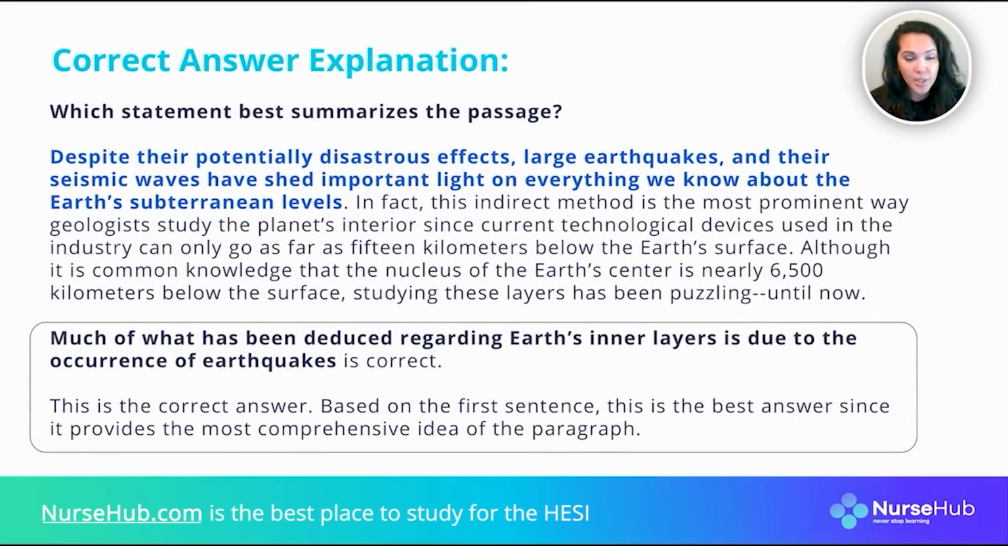Okay, so much of what has been deduced regarding Earth's inner layers is due to the occurrence of earthquakes is correct. So this is correct based on that first sentence that's highlighted on your screen here. It is the best answer since it provides the most comprehensive idea of the paragraph.